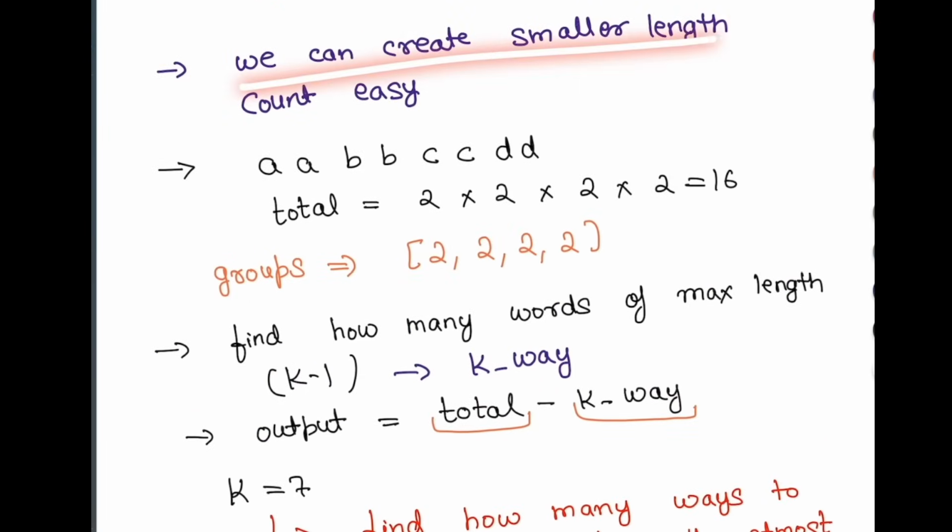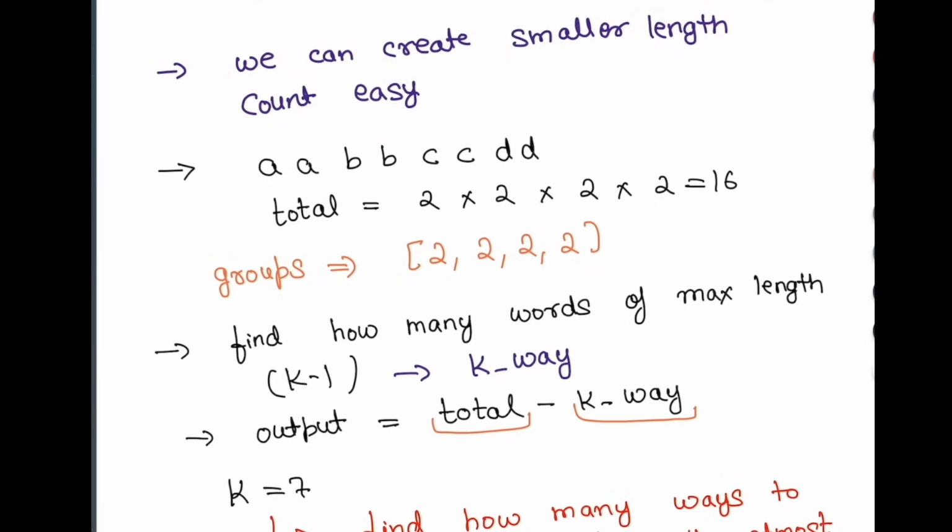We know that we can create smaller length count easily, right? That's my string, the input. The total number of ways are 16. Now we can actually create groups of different characters. And why I am saying this? That's because this is a group which is going to contribute some answer. This is another group. This is another group. And this is another group. Now this group and this group have nothing to do with each other, right? Because I know that I have to take a minimum 1 character from this, a minimum 1 character from this, a minimum 1 character from this, and a maximum of 2, right? A minimum of 1 and a maximum of 2 characters.